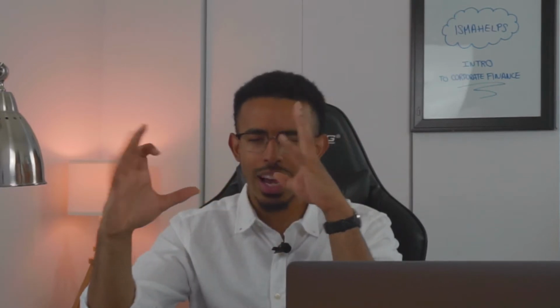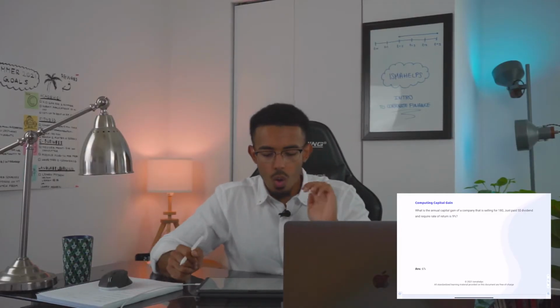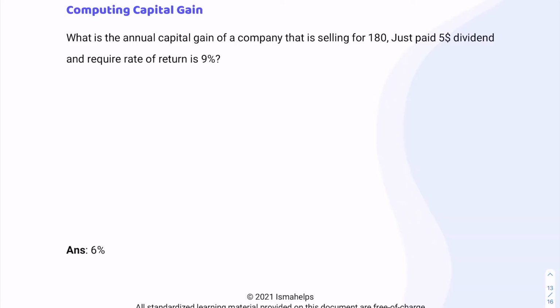So we're going to be able to make sense of what are the different components of our constant DDM model, and also how do we plot this onto a timeline and make sense of this in real time. So let's go give it a shot. Within this question, we're saying, what is the annual capital gain of a company that is selling for $180 and that just paid $5 in dividends and has a required rate of return of 9%?